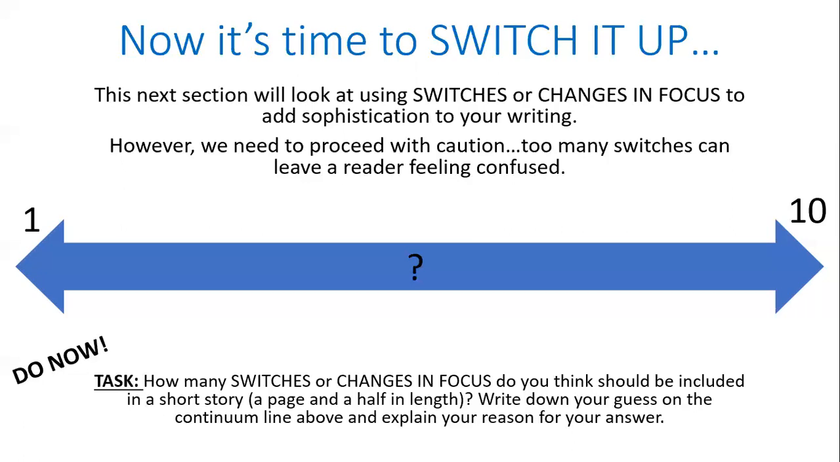Do you think it would be quite low? Do you think you should only change the focus of a description maybe 2 or 3 times? If that's the case, explain why. Why do you think we shouldn't have that many changes in focus? Or you might be at the completely opposite end of the scale. You might be thinking it's 8, 9, or 10 switches in focus. Why do you think we should have that many? Is it to keep the reader on their toes? What's your opinion? And make sure you write down and justify your ideas, please.